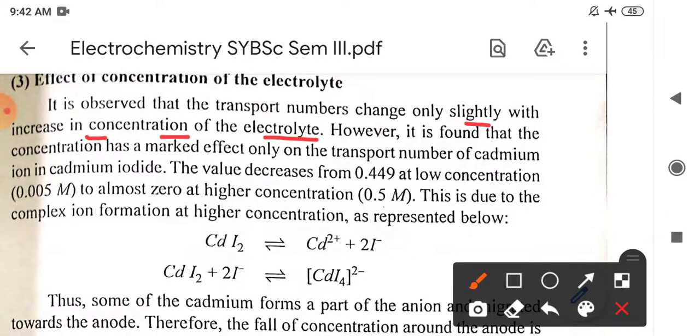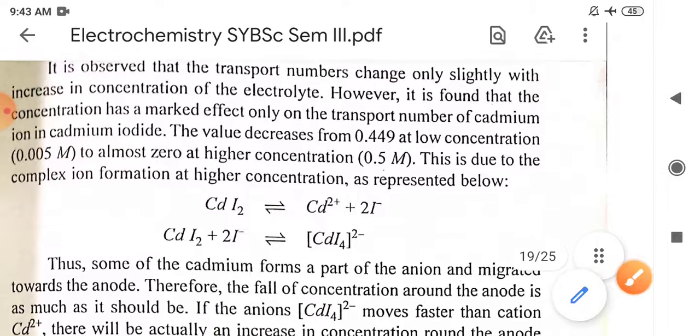However, it is found that concentration has a marked effect only on the transport number of cadmium ion in cadmium iodide, and the value decreases from what? These are the experimental values. So the value decreases from 0.449 at low concentration, which is around 0.005 molar or 5 millimolar, to almost 0 at higher concentration, which is 0.5 molar.